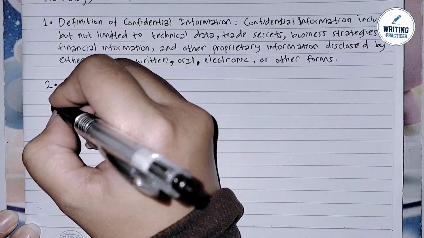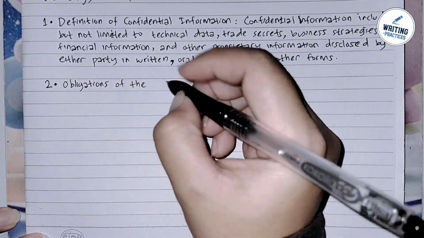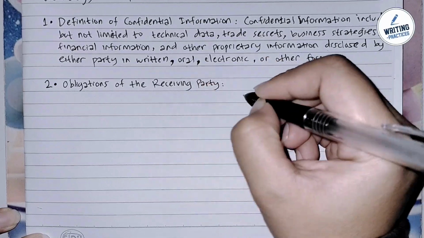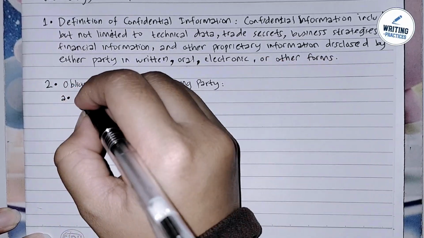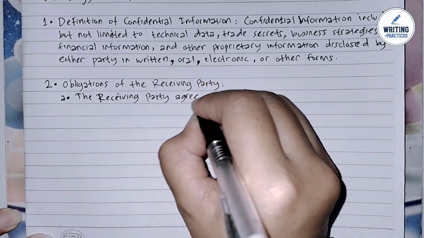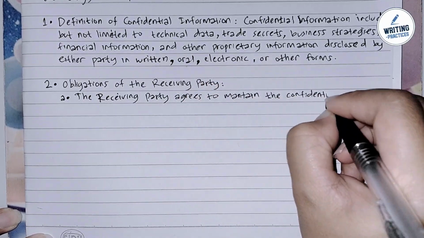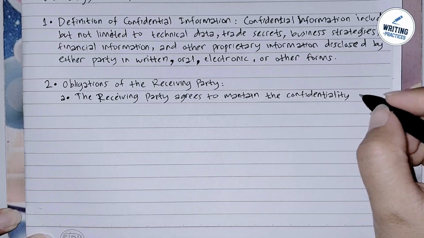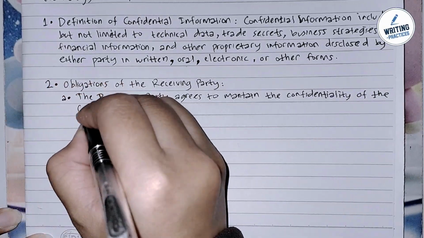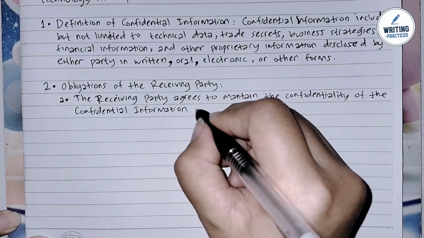In the second point, it is about obligations of the receiving party. Here, you need to outline the responsibilities of the receiving party regarding the handling, use, and protection of the confidential information. Yes, this section is essential, as it details the expected behavior and legal obligations of the receiving party. This section has 3 sub-points, and here is how you write them.